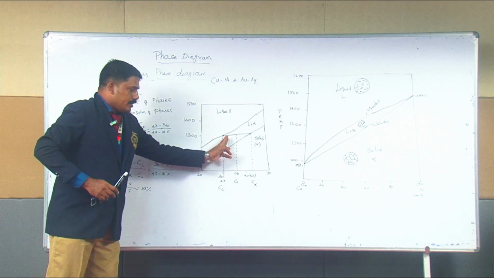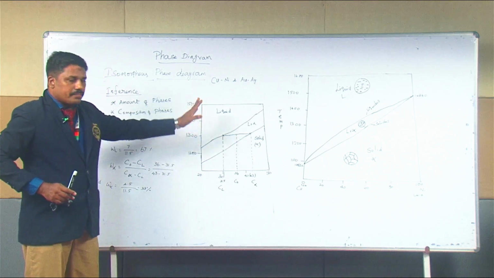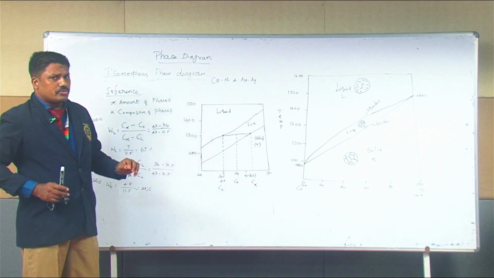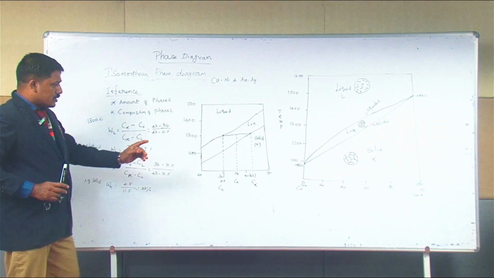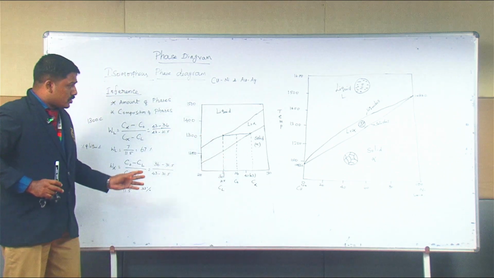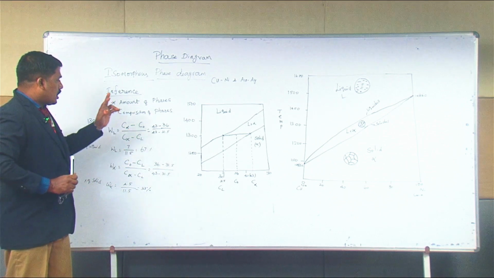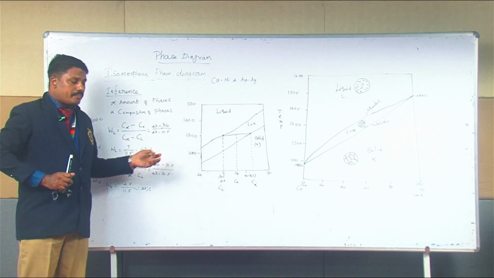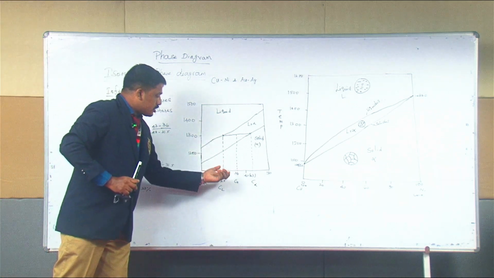So this tie line, we can draw a tie line for any temperature. So this tie line is used to find out the amount of phases, solid and liquid phases, present at the specific temperature, using the lever rule. Tie line and lever rule are also used to find out the amount of phases and composition of phases present at the particular specific temperature, for the specific region.